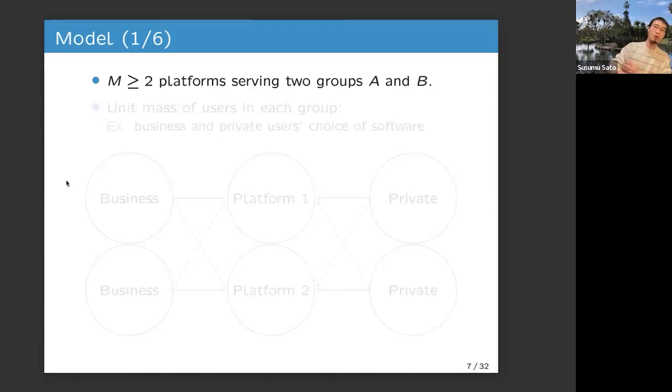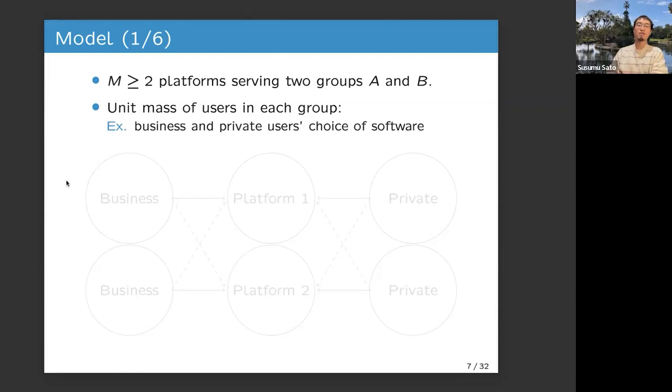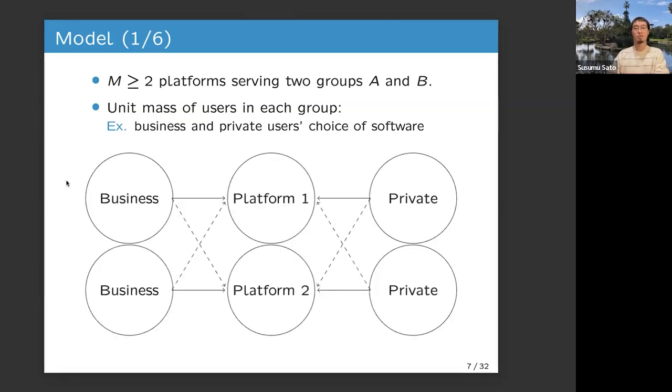So the model is a standard two-sided markets model. We consider M more than one platforms serving two groups indexed by A and B. And each user group has unit mass of population. Each user in each user group chooses which platform to join in the market. An example that fits well to our specific modeling feature is the competition between software packages, in which business and private users choose which software package to use, and these users are subject to different types of network effects, like this.